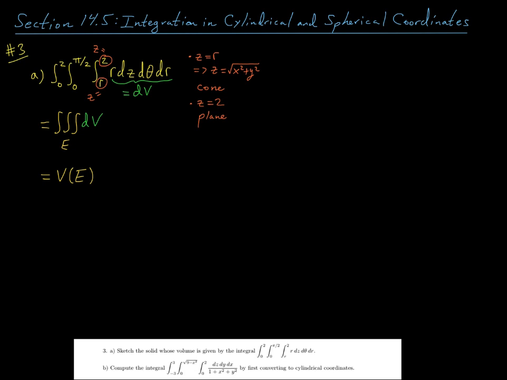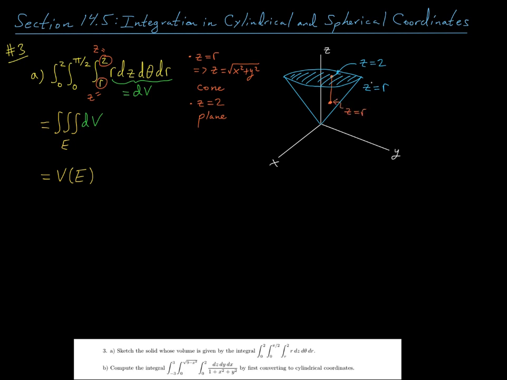So if I put in our cone, z equals r, and our plane, z equals 2, we're saying that for a fixed theta and r, we're going to let z vary from the cone up to the plane. So here z is r, and here z is 2. Okay, so now for theta and r, we're letting theta vary from 0 to pi over 2, so that's going to restrict us here in the first quadrant.